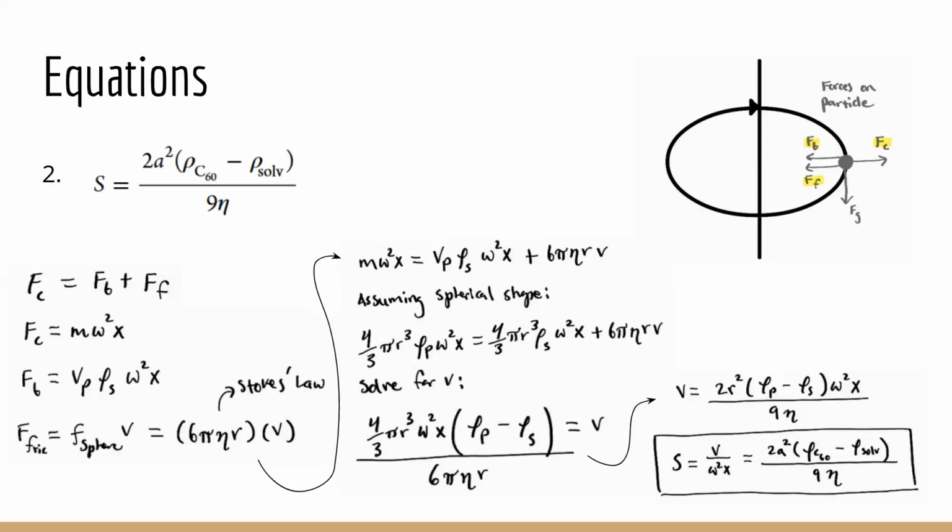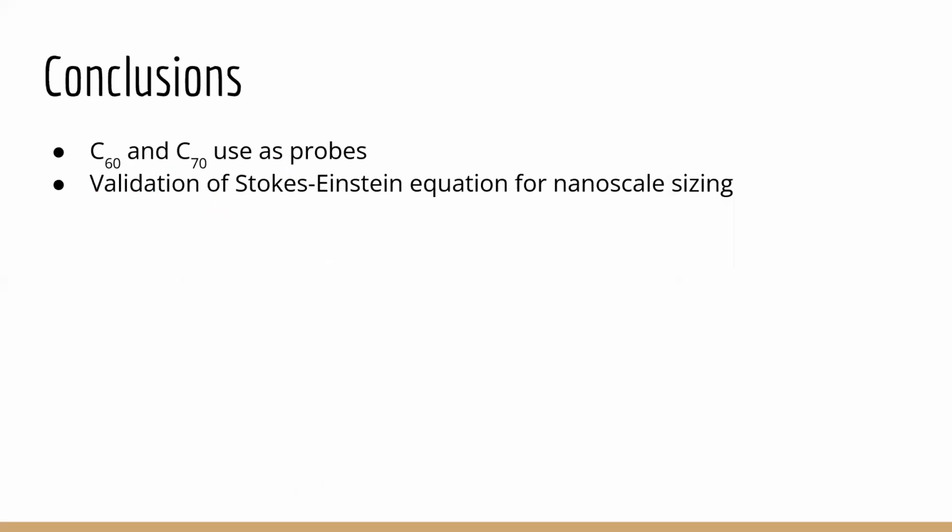So the researchers in the article express the sedimentation coefficient using only radius, viscosity, and density values. It is different from the sedimentation coefficient equations we have seen because, most importantly, this equation allows for the diameter of the fullerene molecules to be determined independently from the particle's mean sedimentation speed. So fullerenes, particularly C60 and C70, are useful and highly reproducible probes for both analytical ultracentrifugation calibration and validating the Stokes equation for accurate nanoscale sizing.